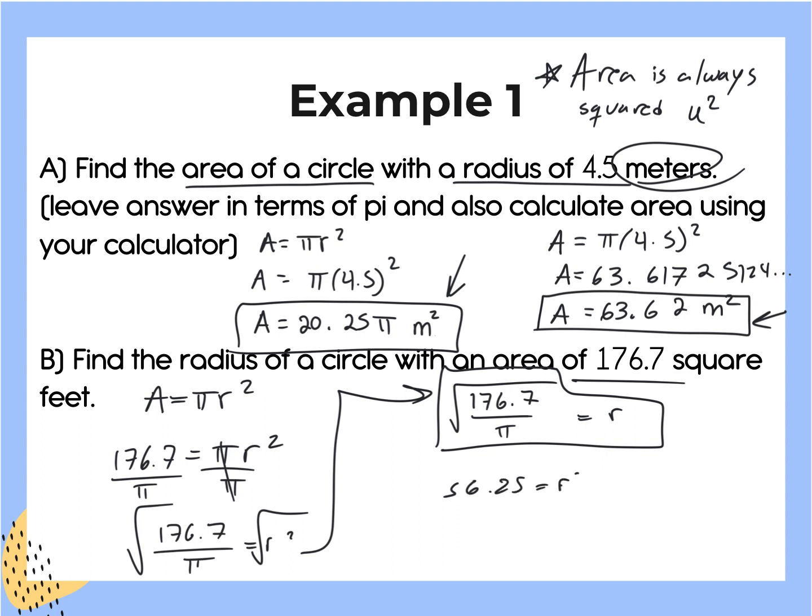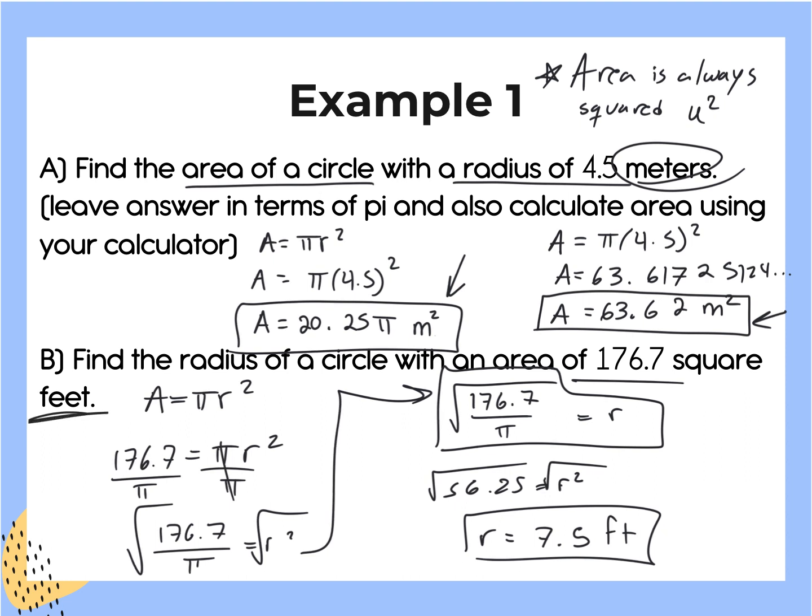56.25 equals r squared. I'll take the square root of both sides. And I'm left with the radius being 7.5 feet. Now I got the feet because they're telling us that this area is square feet. So the radius is just going to be feet.